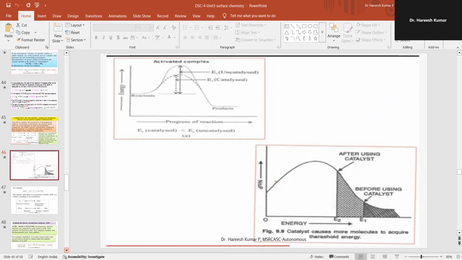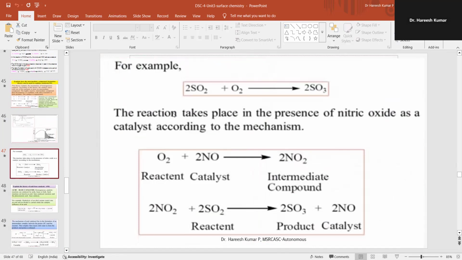And here I'm taking the example of a homogeneous reaction, where the intermediate compound formation theory applies. Sulfur dioxide reacts with oxygen, giving rise to sulfur trioxide. This reaction takes place in the presence of nitric oxide, NO, as the catalyst. Oxygen reacts with NO, giving rise to nitrogen dioxide. Reactant and catalyst form an intermediate compound. This intermediate compound reacts with another reactant, forming a product with the liberation of nitric oxide as a catalyst.